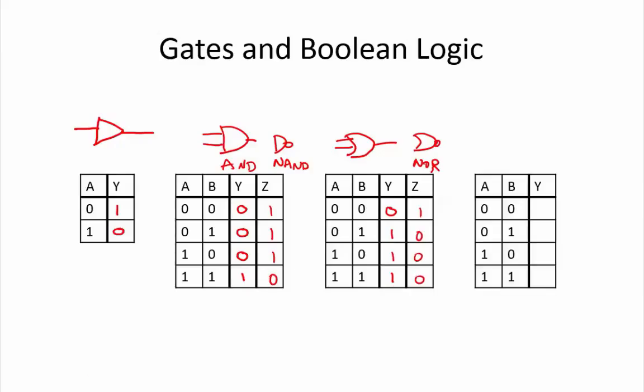Finally, the last basic gate is an exclusive OR. The exclusive OR produces a 1 output if exactly one of its two inputs is a 1 and 0 otherwise. So for AB equals 0, 0, Y equals 0. For AB equals 0, 1, Y equals 1. For AB equals 1, 0, Y equals 1. And for AB equals 1, 1, Y equals 0.